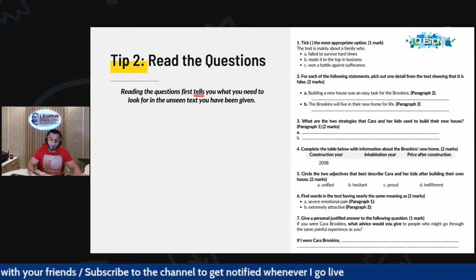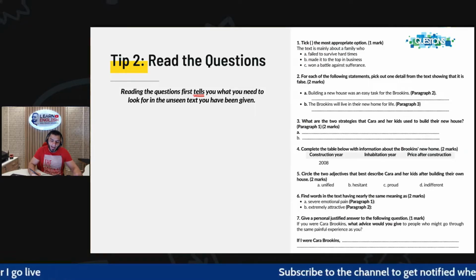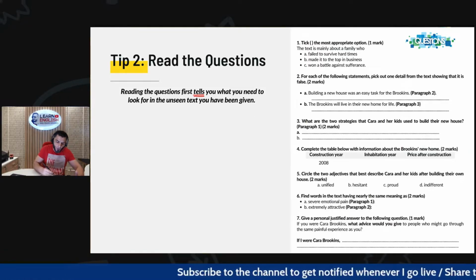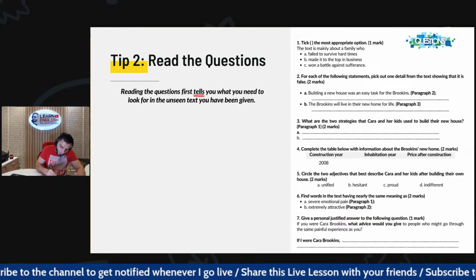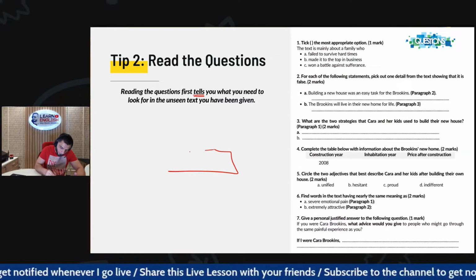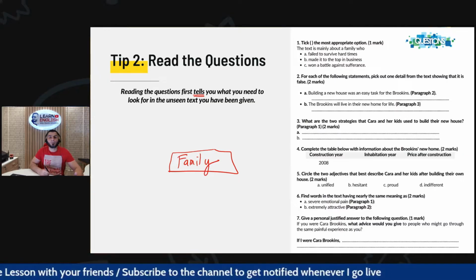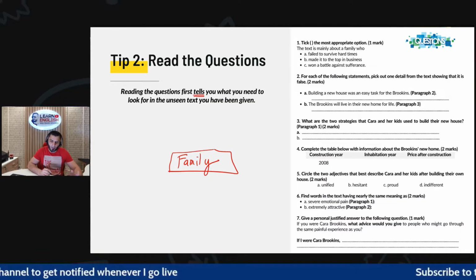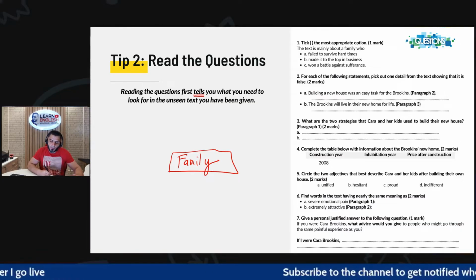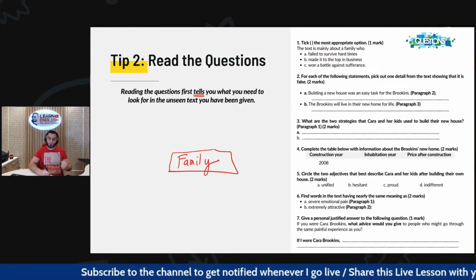The text is mainly about a family who failed to survive hard times, made it to the top in business, won a battle against sufferings. So the first information that I have here is the text revolves around a family. So I have to write it this way on a piece of paper. So let's move on to the second question and see what information we can get from the text.